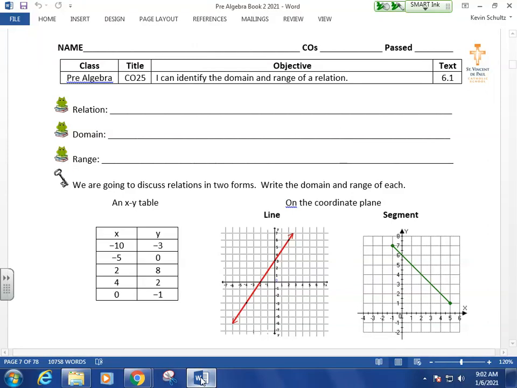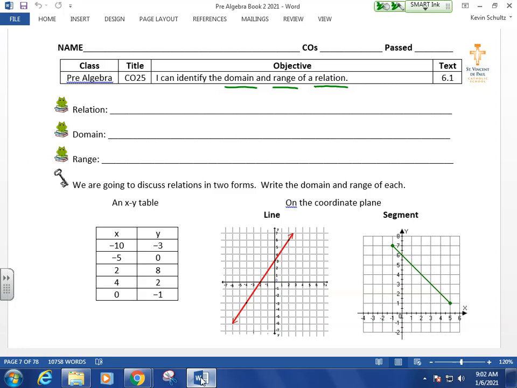Today we will be talking about CO25, identifying the domain, which might be a new word for you, and range, which might be a new word for you, of a relation, which also might be a new mathematical word for you. So we're going to start by defining what each of those three things mean in the context of functions.